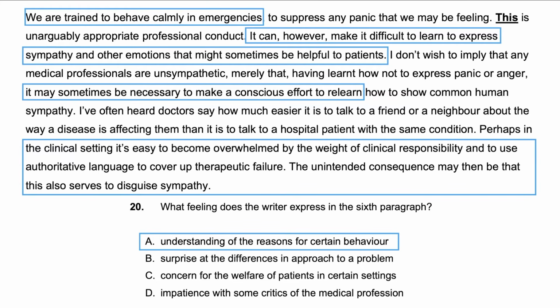The writer starts by saying we're trained to behave calmly. It can, however, make it difficult to learn to express sympathy. It may sometimes be necessary to make a conscious effort to relearn. And in the clinical setting, it's easy to become overwhelmed by the weight of clinical responsibility. The unintended consequence may then be that this also serves to disguise sympathy. So you can see by all these parts of the text, if we take it as a whole, the writer is expressing understanding in this paragraph. There's nothing in there to indicate surprise, concern, or impatience. So that is how we got to the answer.